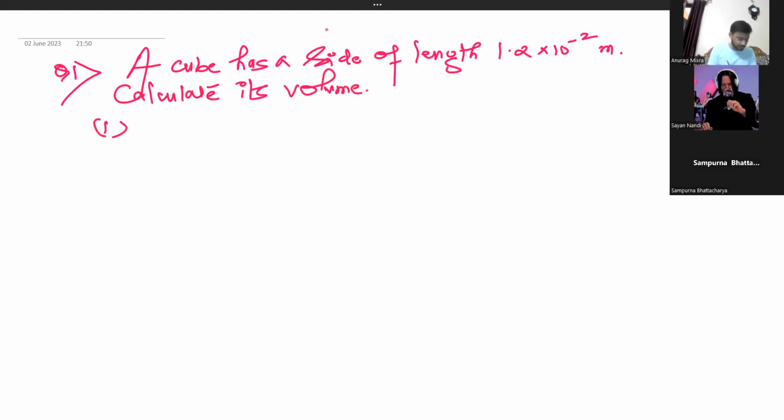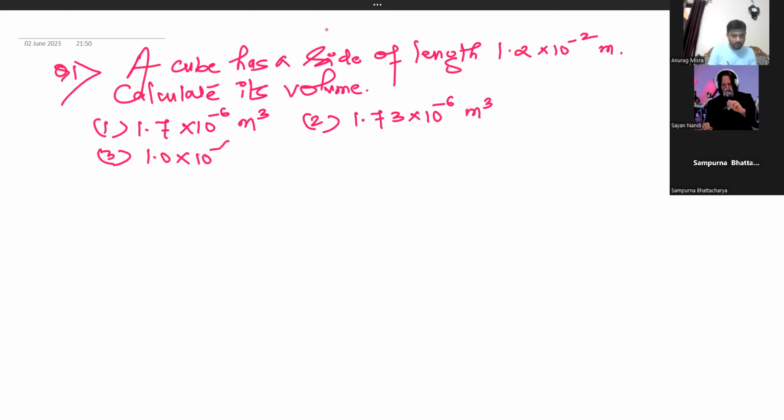Answer options. Option number one is 1.7 into 10 to the power minus 6 meter cube. Option number two is 1.73 into 10 to the power minus 6 meter cube. Option number three, 1.6 meter cube. And option number four is 1.732 into 10 to the power minus 6 meter. Right?